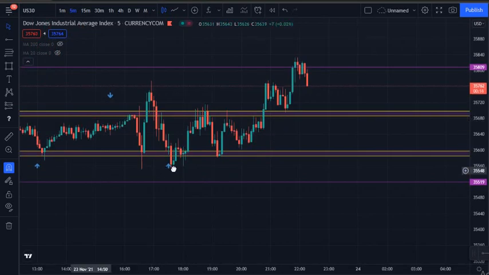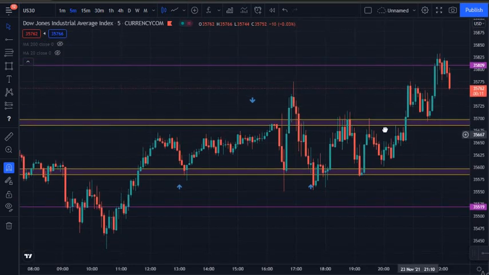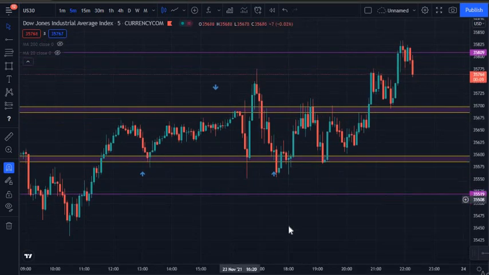So let's go down to the 5-minute time frame. This is how I saw this trade. It got to the 5 minutes, and I waited for this candle to close, to elapse.